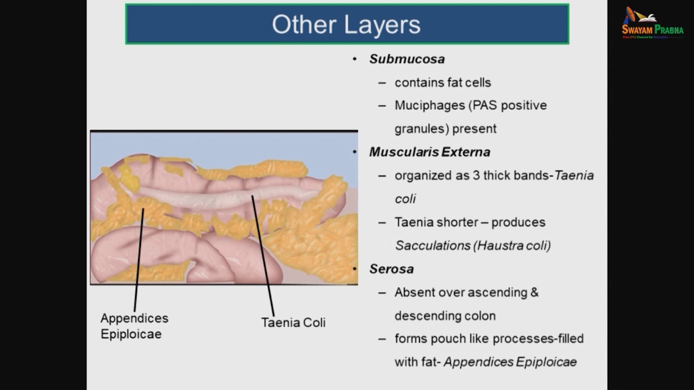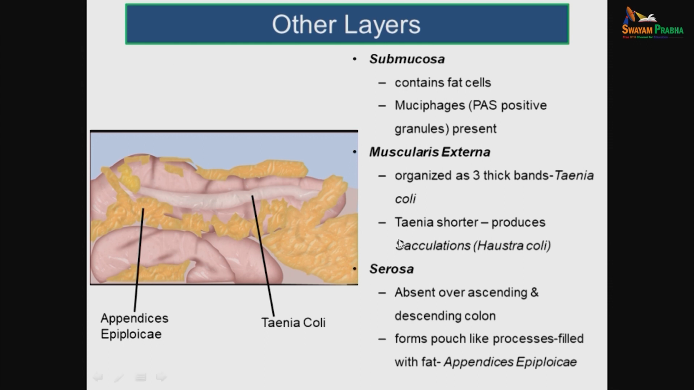So with respect to muscularis externa, the 2 specific features in the large intestine are, first, the outer longitudinal layer. Instead of being a single layer, it is organized as 3 thick bands. Between the bands, there is a thin layer. And from this longitudinal layer, some fibers enter deep into the deeper circular layer, thereby causing saculations and causing localized segmental contractions apart from the regular peristalsis.